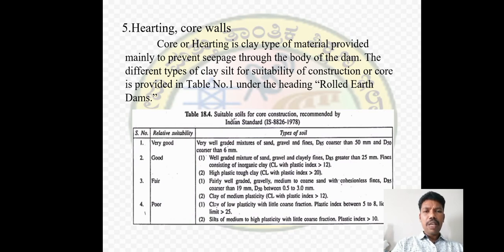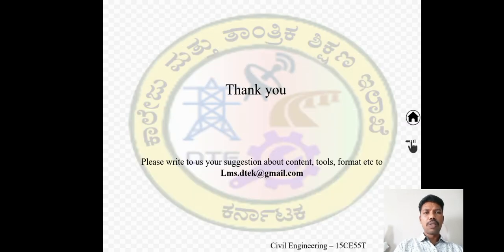Similarly, for fair stability, fairly well graded gravel and medium coarse sand can be used for the hearting. If you use clay of low plasticity with little coarse fraction material, we will get relatively poor stability. Like that, there are certain conditions or recommendations for the use of material for the hearting and core wall.